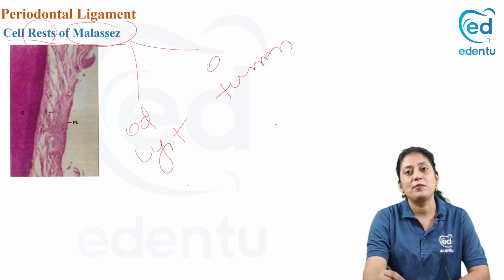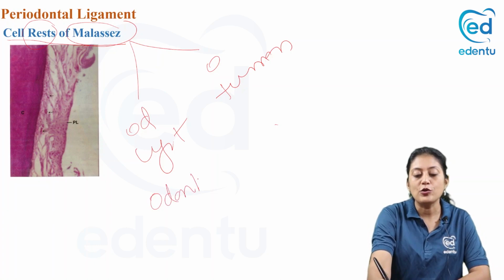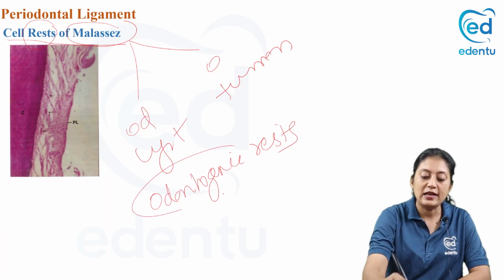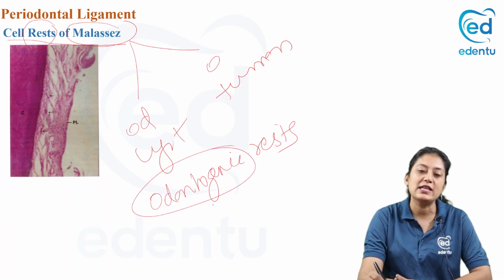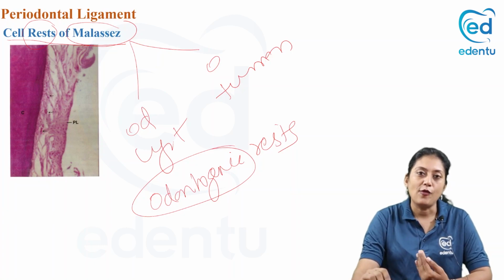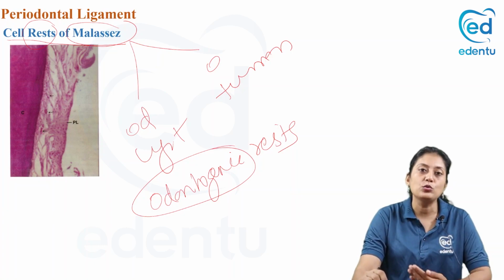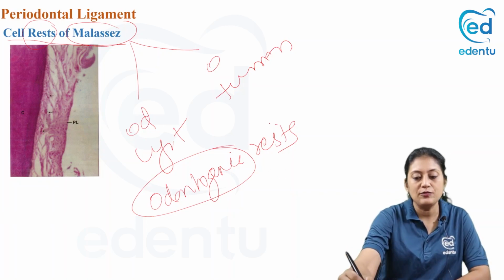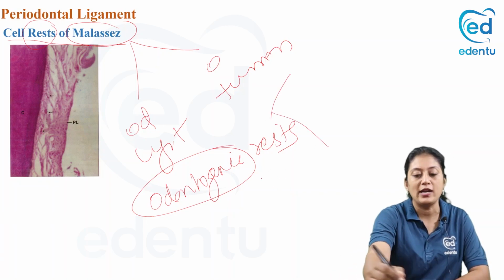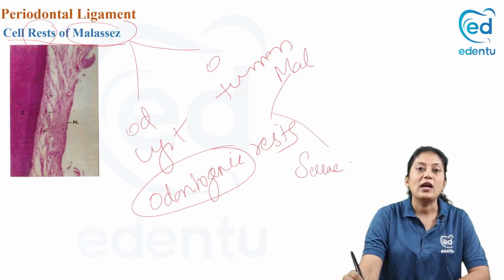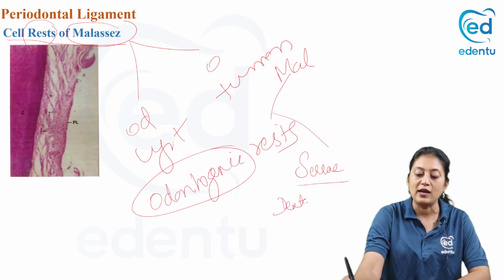So these cell rests of Malassez are also called odontogenic rests, because they are related to tooth formation. Odontogenesis means tooth formation. So these rests are formed or associated with tooth and root formation. These rests are also called odontogenic rests. We have two types of odontogenic rests. One is cell rests of Malassez. The other one is cell rests of Serres. So what are cell rests of Serres? Cell rests of Serres are remnants of dental lamina.